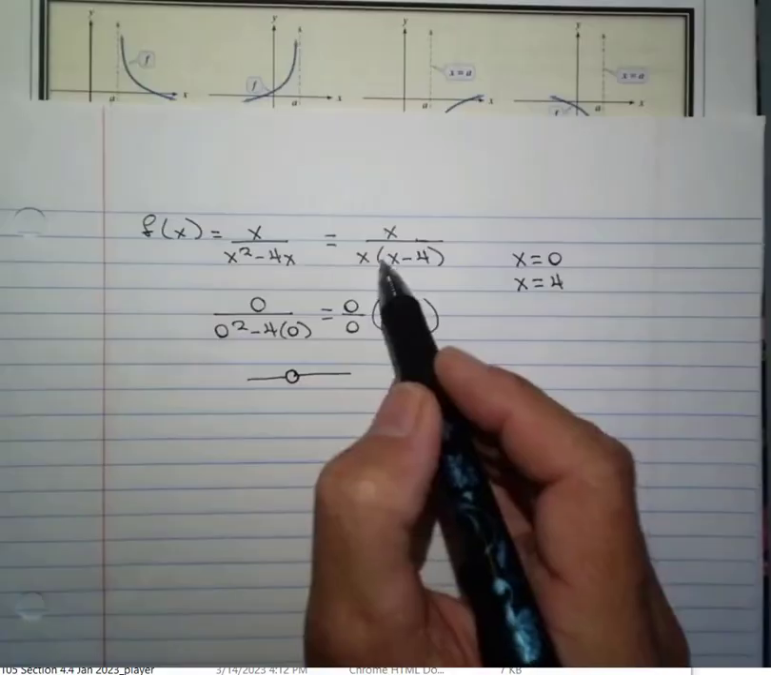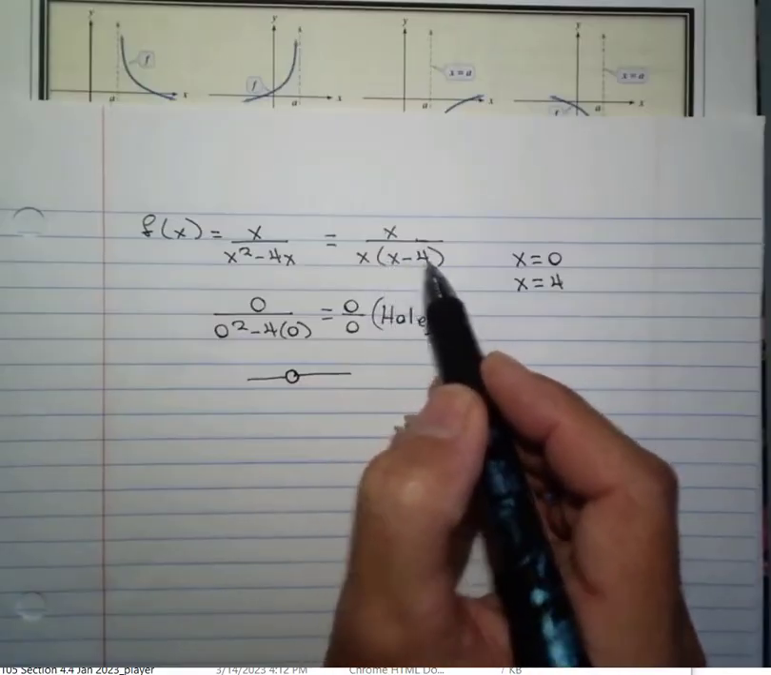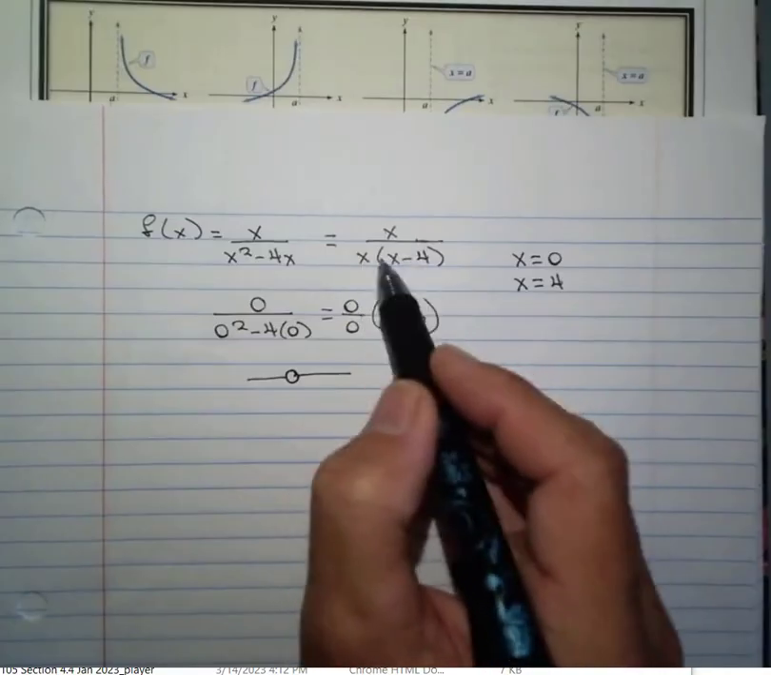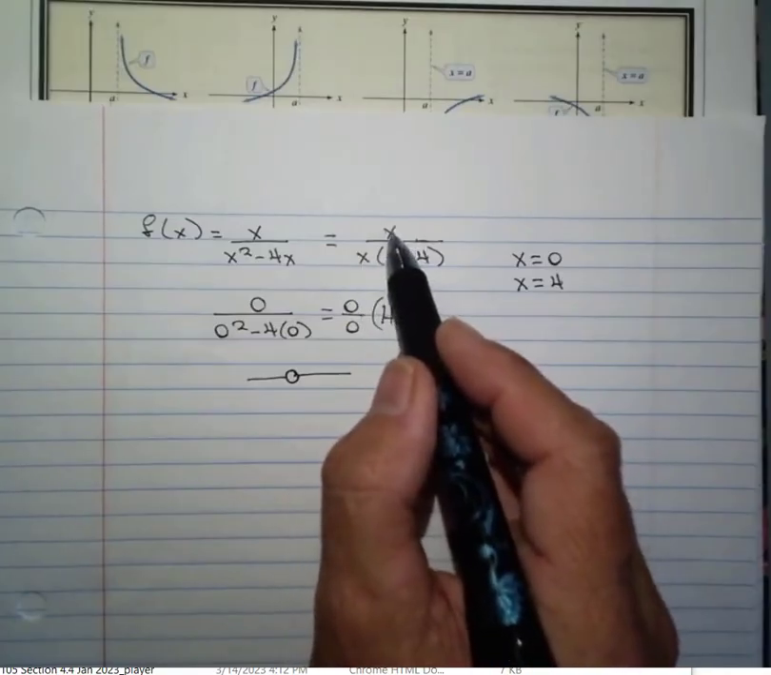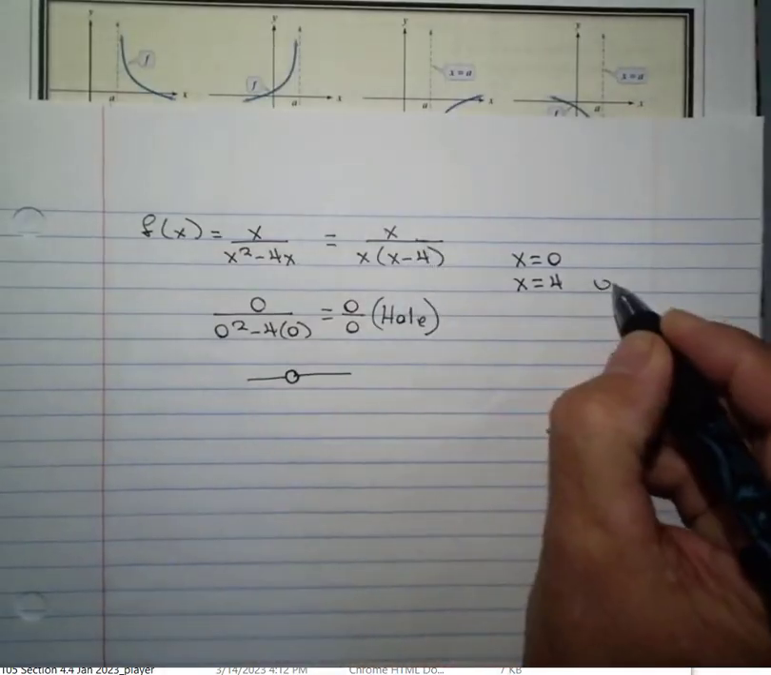What about 4? Well, if I substitute 4 in, the numerator does not go to 0. The denominator does go to 0. I know that because I already solved this. 4 minus 4 is 0. 0 times 4 would be 0, right? But I would still have a 4 in the numerator. So I would have 4 divided by 0. So this one is a vertical asymptote.